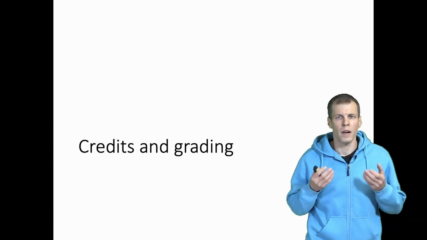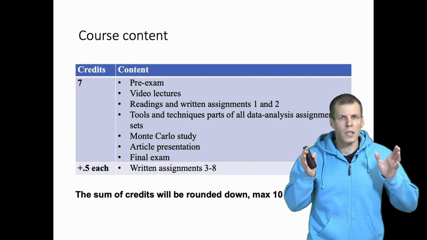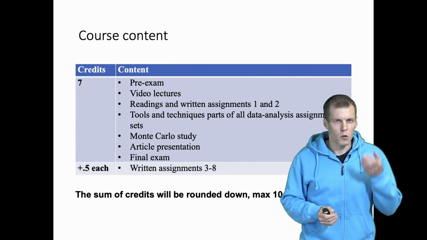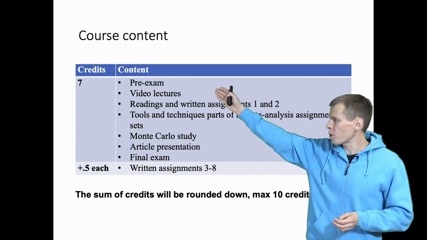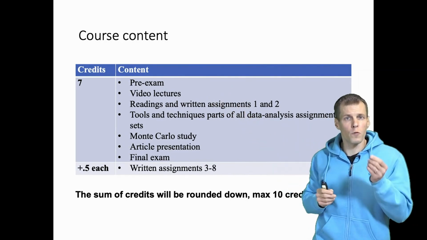Let's take a look at credits and grading of the advanced course. The advanced course gives you 7 to 10 credits depending on what part of the course you do. To get the 7 credits, you have to complete all mandatory parts. You have to complete the pre-exam, you have to complete the video lectures, you have to complete the first 2 written assignments.